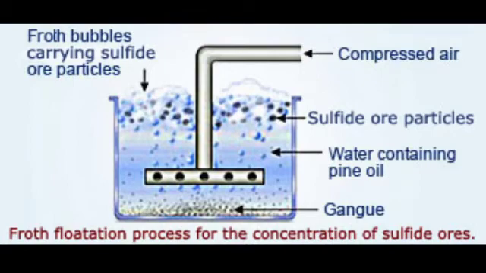The water containing pine oil is taken in the container. Then sulphide ore particles are taken. Compressed air is passed through the pipe. After the froth flotation forms, froth bubbles carry the sulphide ore particles, and then the gangues settle down in the container.